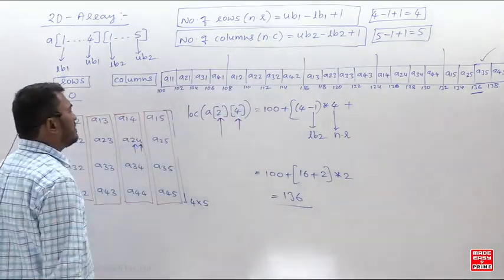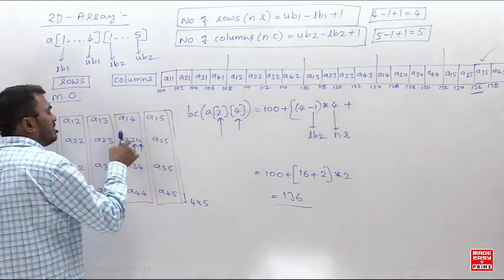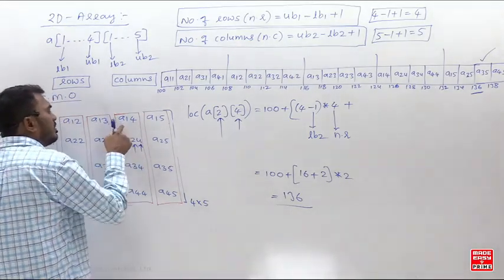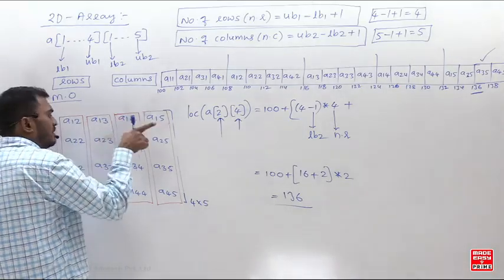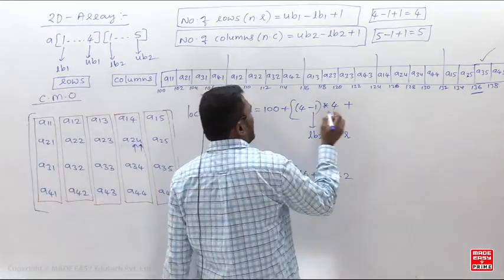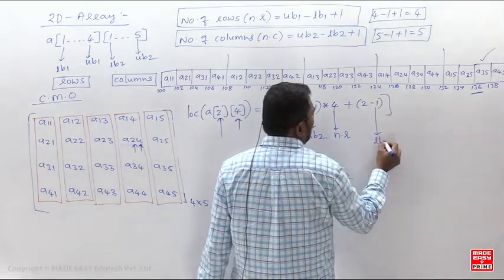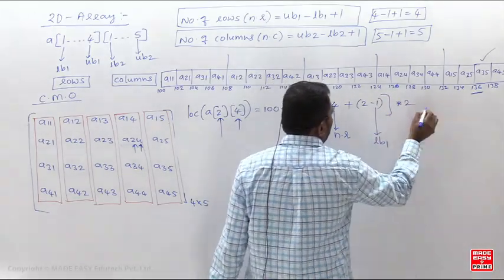Now, which row you want to go? Is that clear? Fourth column, that is fine. Which row you want to go? Second row. So second row you want to go means how many rows you have to cross? First row you have to cross. So 2 minus 1 rows you have to cross. So what is this one here? Lower bound 1. Multiply with the size of the element, 2.